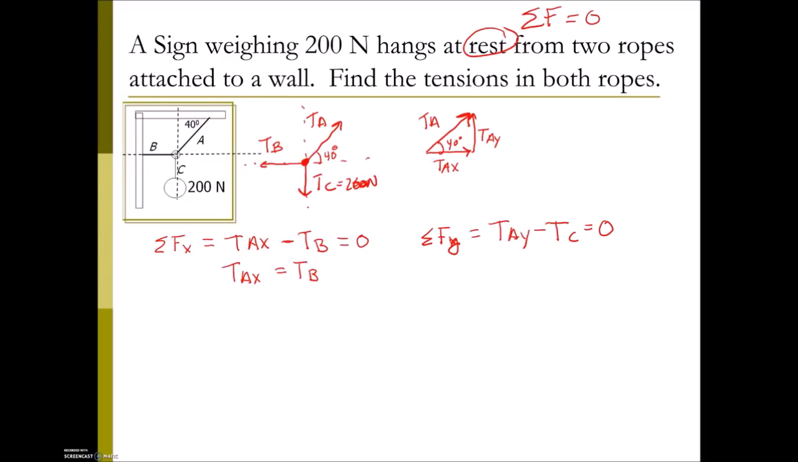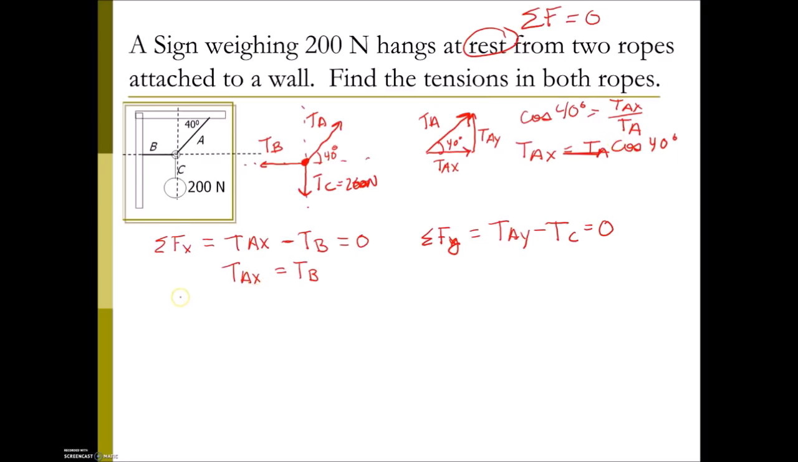I don't want to know what TAX is. I don't want to know what TAY is. I want to know what TA is. So what we're going to do now is substitute in the trig function in terms of TA. So if we look at TAX, TAX is adjacent. So that's the cosine of the angle, which happens to be 40 degrees, equal to TAX over TA. Which means if we do some rearranging to solve for TAX, that's what we want to get rid of, we get TA cosine of 40 degrees.